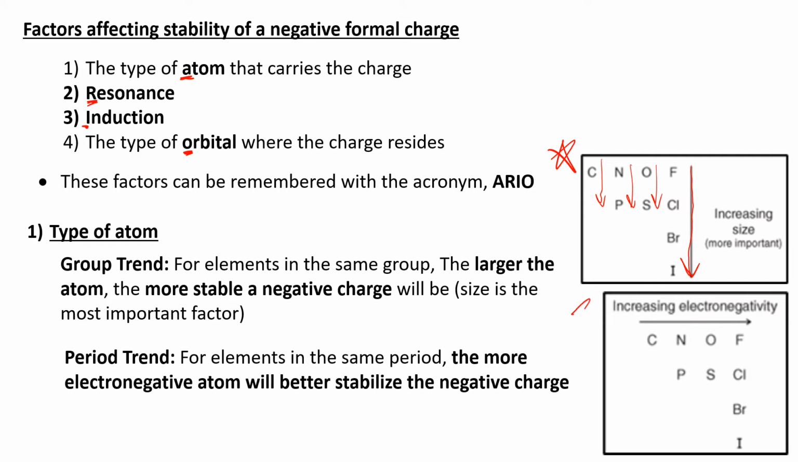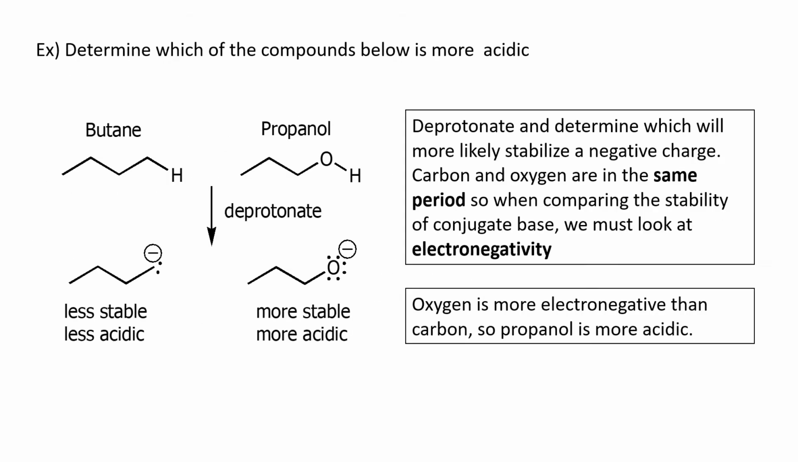The period trend is based on electronegativity instead of size, like the group trend. So the period trend, as we move across a period, the more electronegative atom will more easily be able to stabilize the negative charge. Remember, it's all about the atom that has the negative charge after we remove the proton, because we're always comparing the stability of the conjugate bases to compare relative acidity.